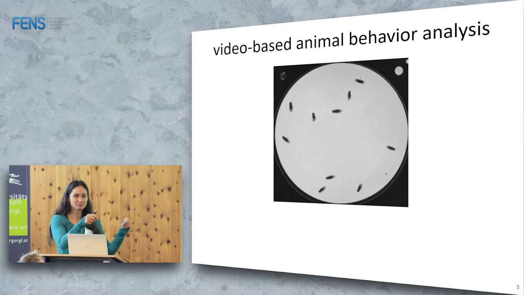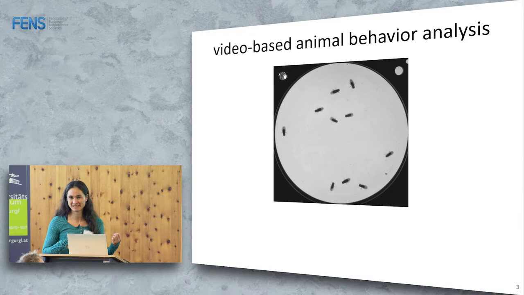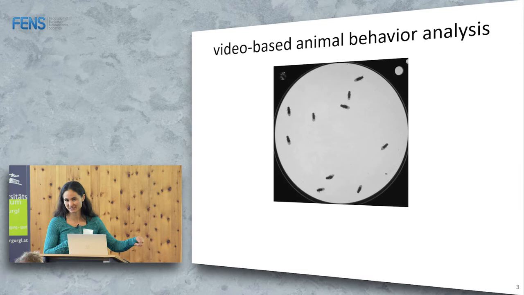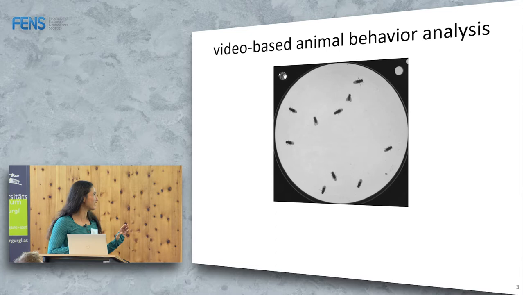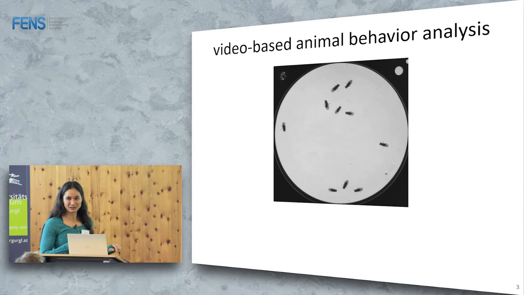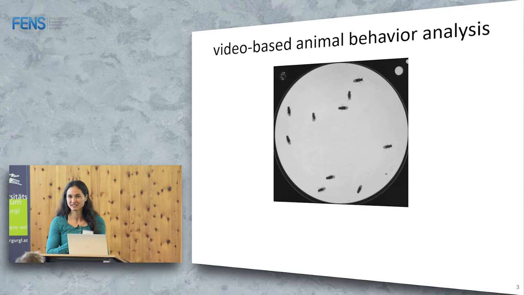The other type of approach is to have some way of identifying individuals. You can either mark the animals, like put a different color dot of paint on each animal, or there's some work from Gonzalo de Polavieja's lab at Champalimaud, where he is able to tell genetically identical flies apart just based on images, though I don't think it would work on an image like this. So these are the two approaches that people use.